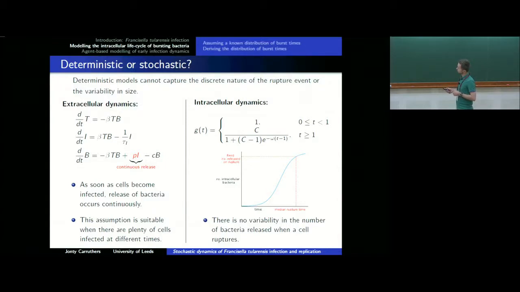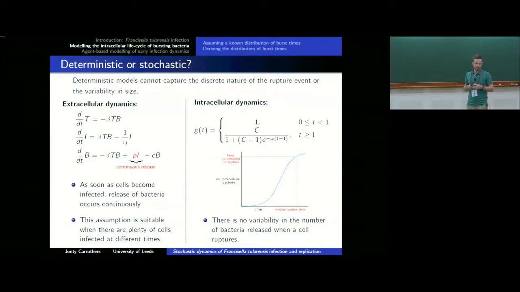So you could assume that you could model your intracellular dynamics like this. The problem with this is that what they then do is they say, well, how many bacteria are going to be released from a cell when it ruptures? Well, we'll just say, what's the median time until rupture, and we'll evaluate our function at that time. So they get a single value for the number of bacteria that are being released. And the problem with this is that that's not really going to happen. Some cells might rupture with just a few bacteria, and some might rupture with a few hundred.